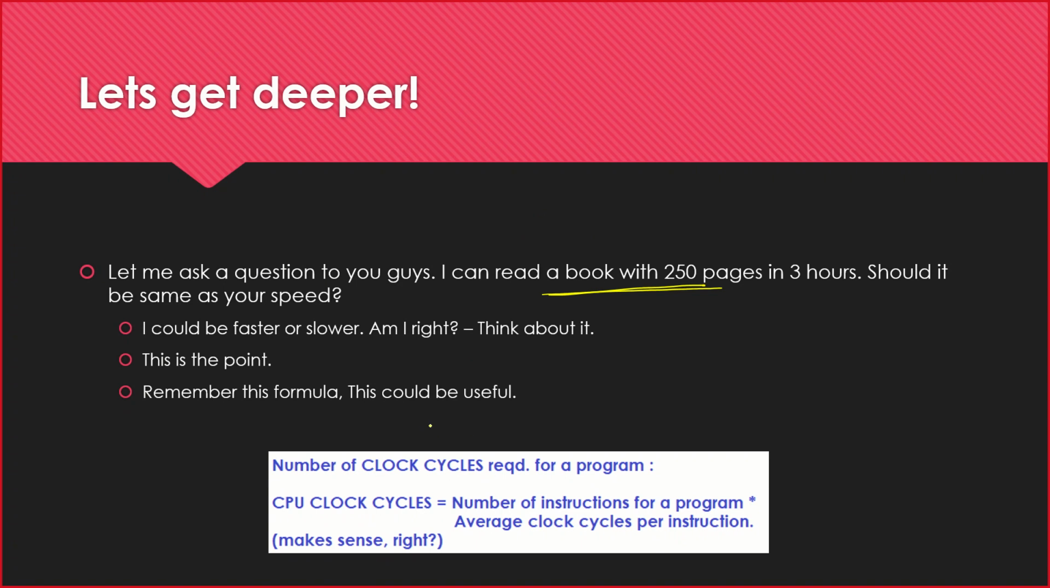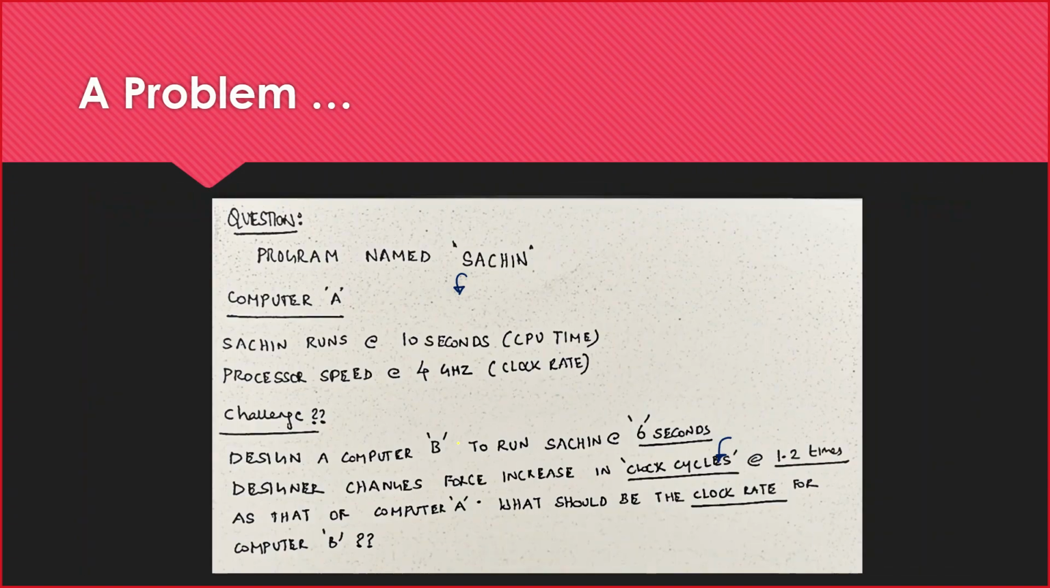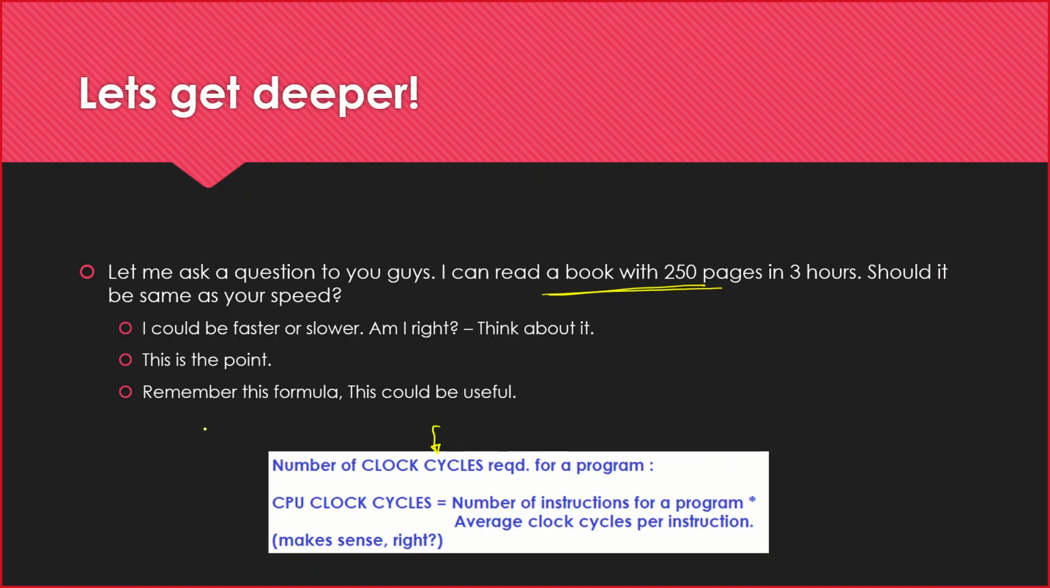Now, the number of clock cycles required for a program is the next formula that we need to remember. In the previous case, what was the formula we wanted to know? We wanted to find out how exactly the CPU execution time can be found. This is the formula we went with. Now what are we going to do? We are going to find out the CPU clock cycles. How do you find it out? Very simple. The number of instructions for a program times the average clock cycles per instruction.